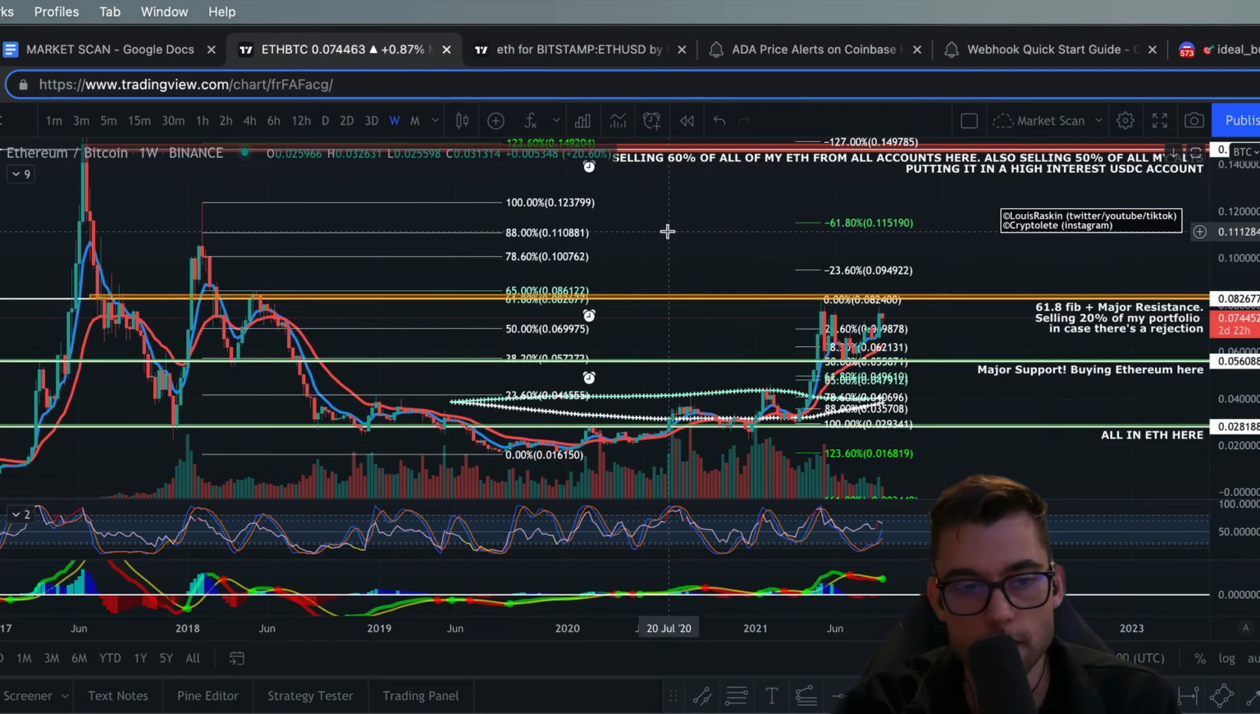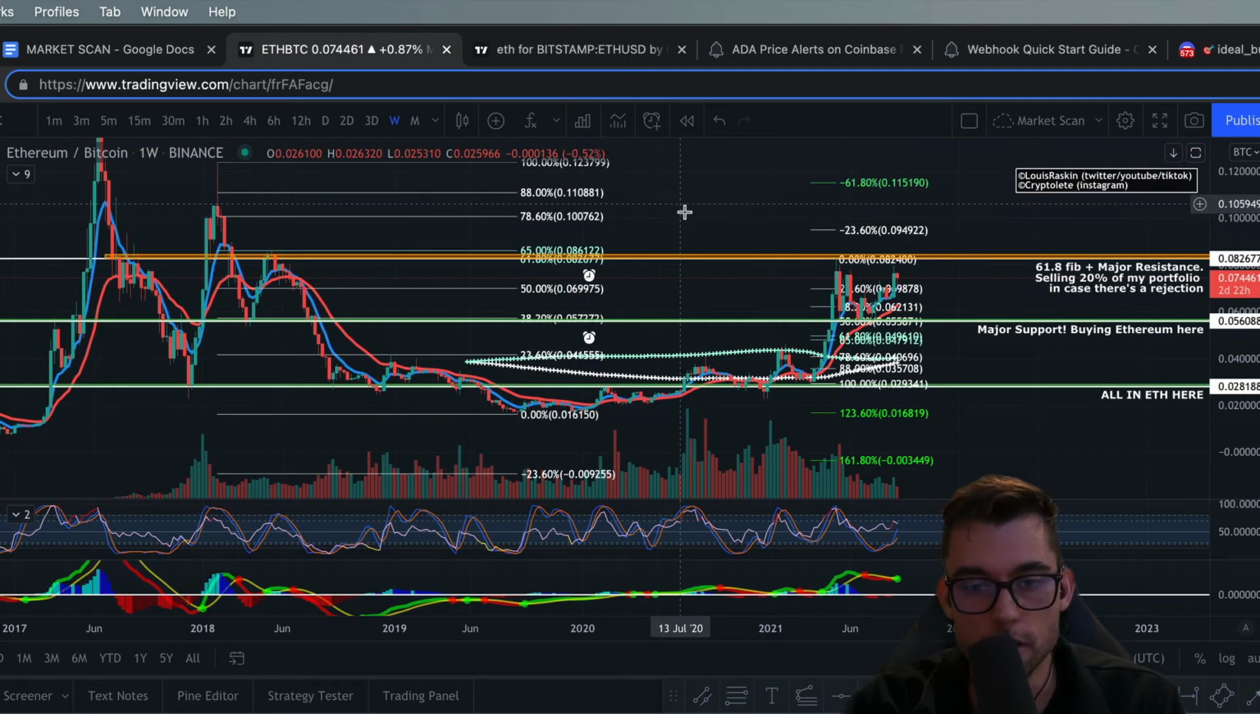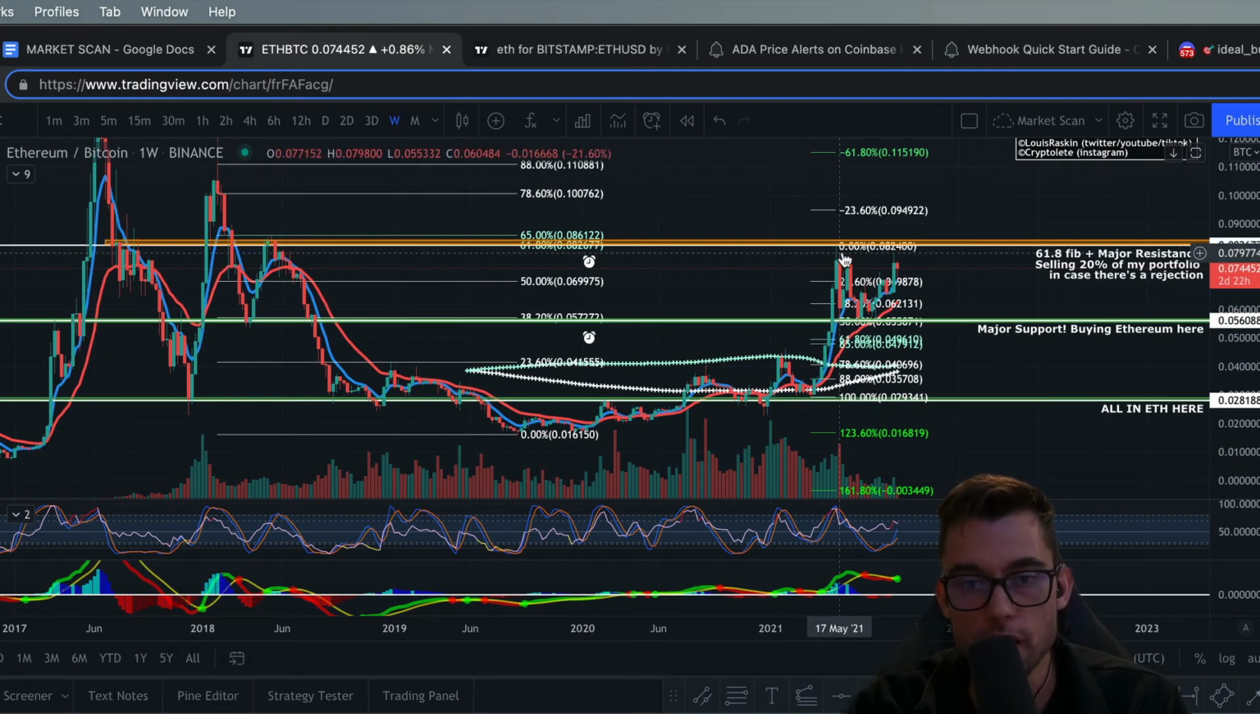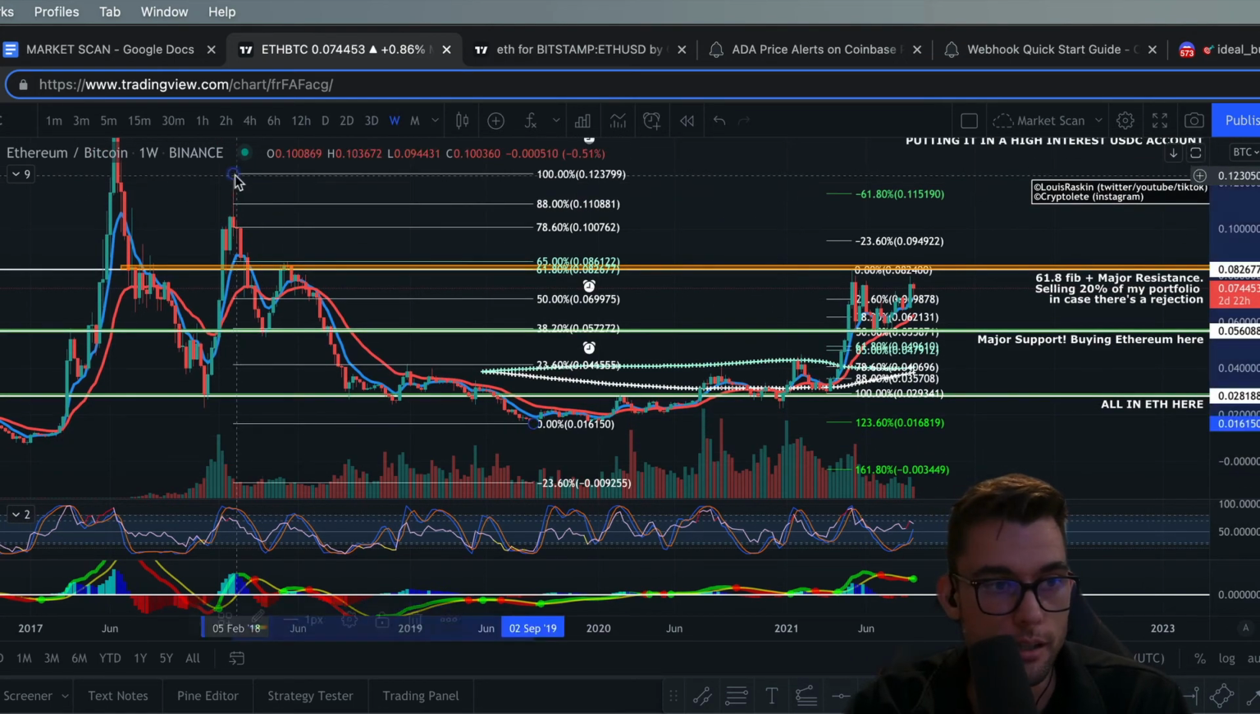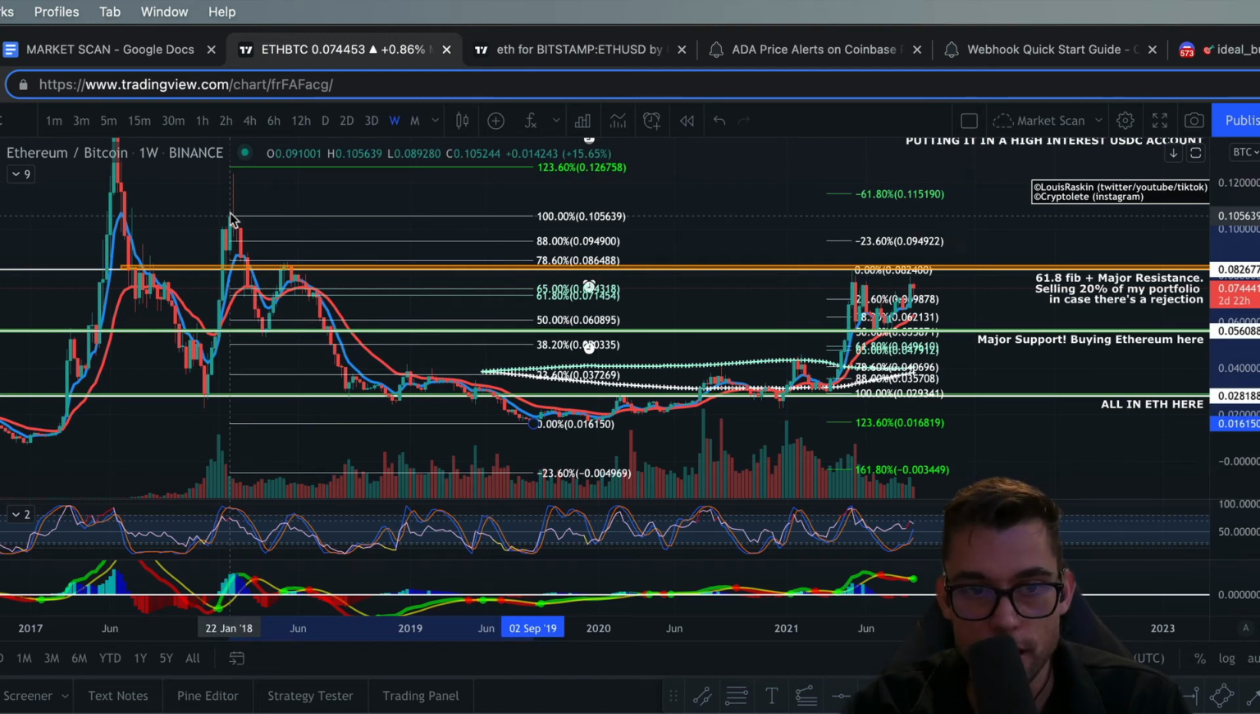Okay, yeah. Honestly, this is pretty confusing because it came all the way back up to the 61.8 and then it didn't hit it. It came just below it. Normally it hits it. So it came just below it and then it came back down and then jumped back up, unless I'm missing something here. But this right here wasn't anything. This was not even any Fibonacci.